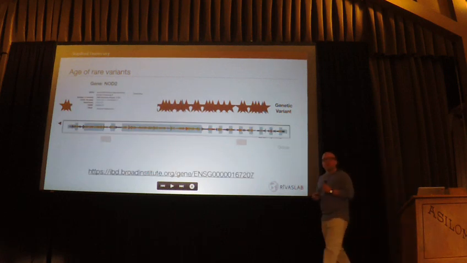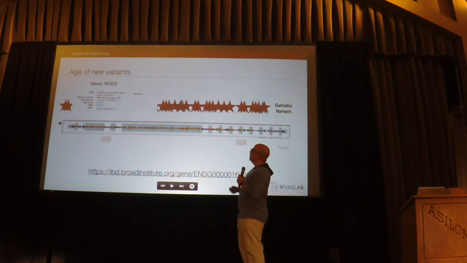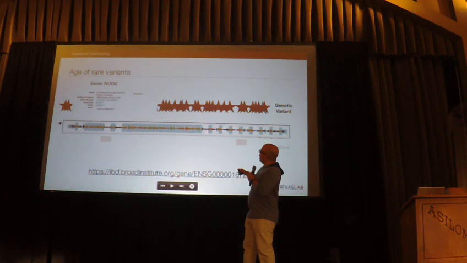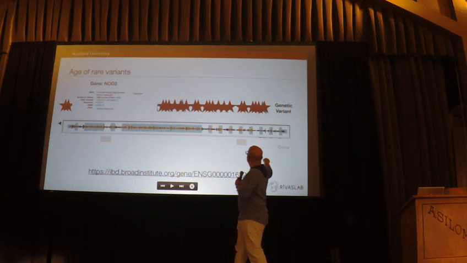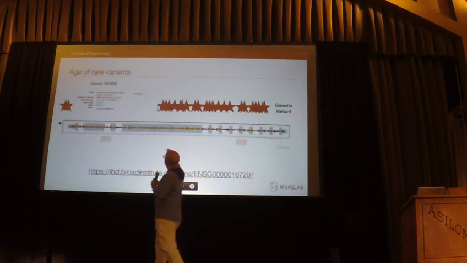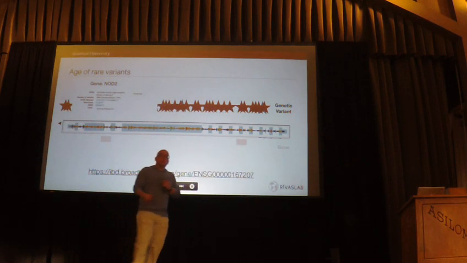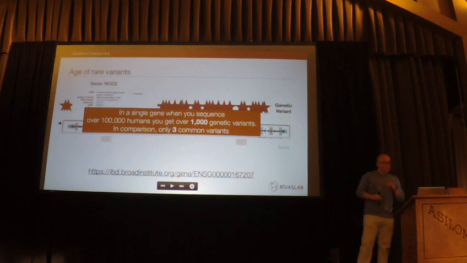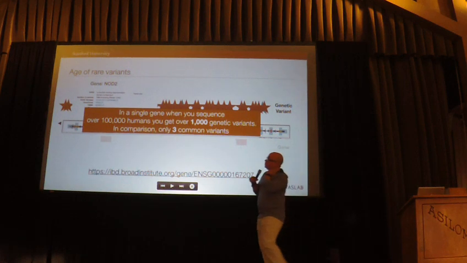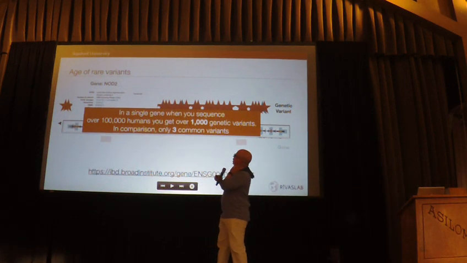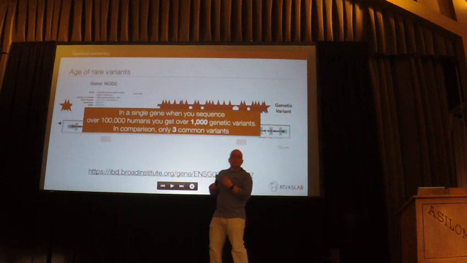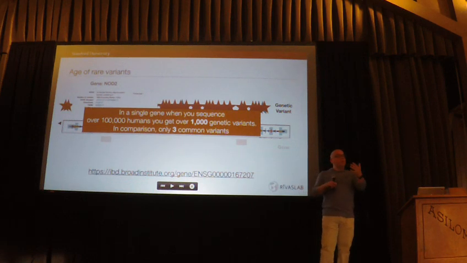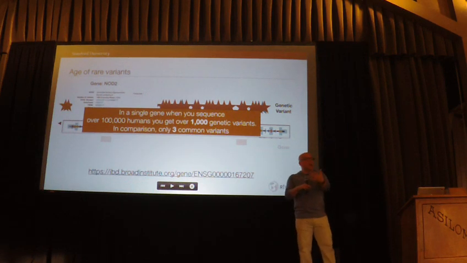So in the context of inflammatory bowel disease, when you look at the data and you sequence 100,000 individuals, you go from 3 variants represented in the gene to almost every site in the gene having a mutation in the populations that we've sequenced. Just to recap, in a single gene, when you sequence hundreds of thousands of humans, you get over 1,000 genetic variants. In comparison, in the age where you didn't have DNA sequencing as a technology, you were only allowed to see the data from 3 common variants.